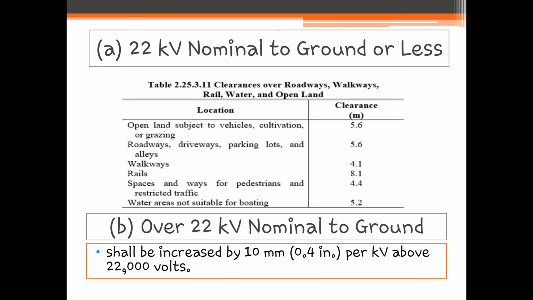Next is the over 22 kilovolts nominal to ground. So, clearance for the categories shown in table above shall be increased by 10 millimeter per kilovolts above 22,000 volts. So, i-increase lang nato og 10 millimeter if over 22 kilovolts nominal to ground siya.